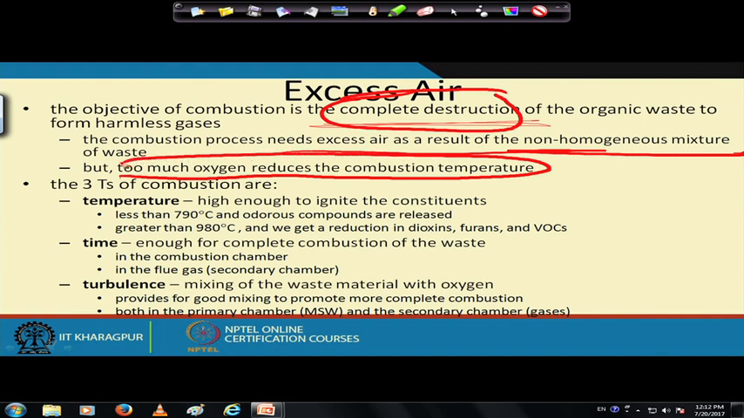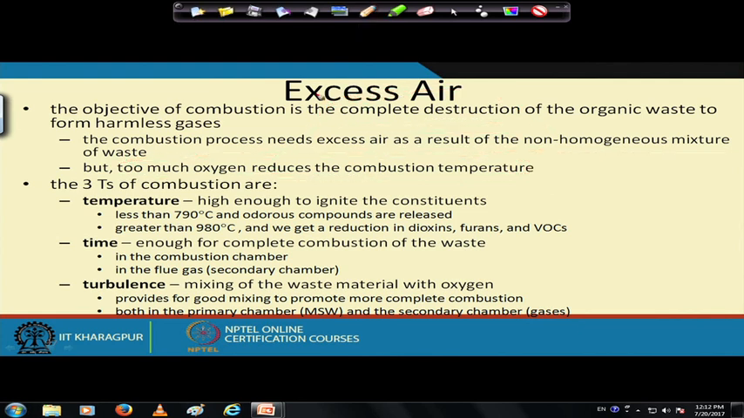In terms of the excess air, this term is very important, especially for thermal combustion. There are 3 T's of combustion. That's the very basics of a waste combustor. You need to design it for the 3 T's. Now what are those 3 T's?